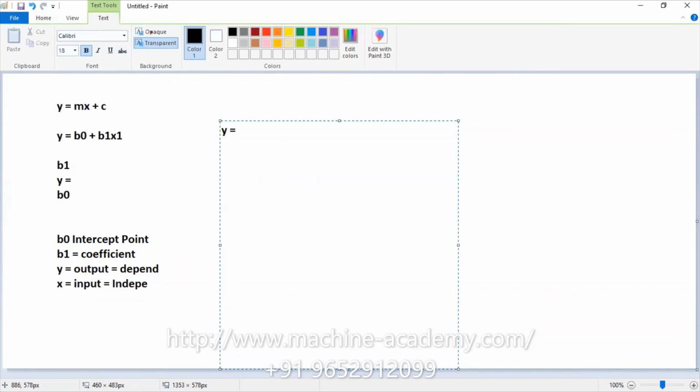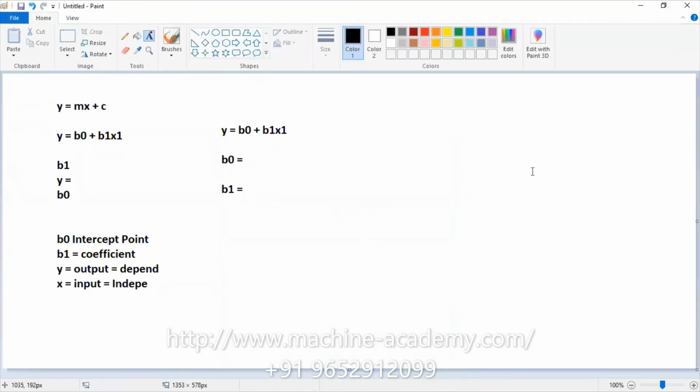y equals b naught plus b1 x1. This is a simple formula, but internally b naught has an extension, and b1 has an extension. These three particular formulas we need to take into consideration to evaluate the linear regression. We need to know the formula, but we don't utilize these formulas in real time. Directly we call the model and start utilizing the model. Is everyone okay up to here?